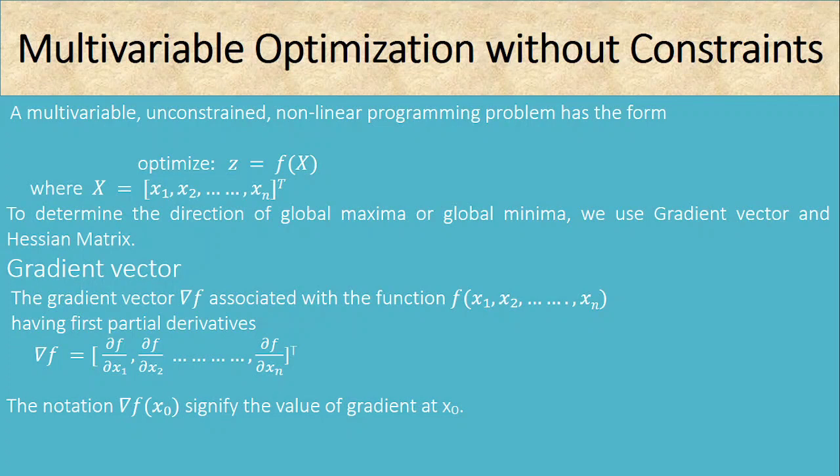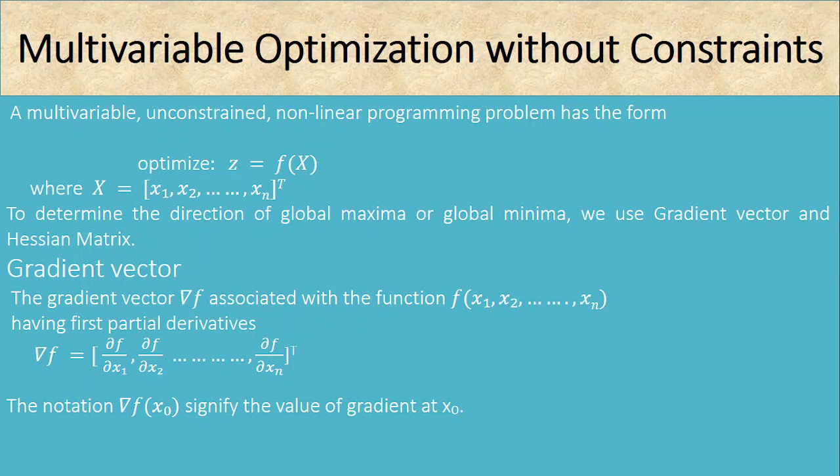A multivariable unconstrained nonlinear programming problem has the form: optimize z = f(x). As I told you earlier, while we were discussing the flow chart, in the case of a multivariable unconstrained problem, we take the help of the gradient vector and Hessian matrix. So let's recall what the gradient vector is and what the Hessian matrix is.